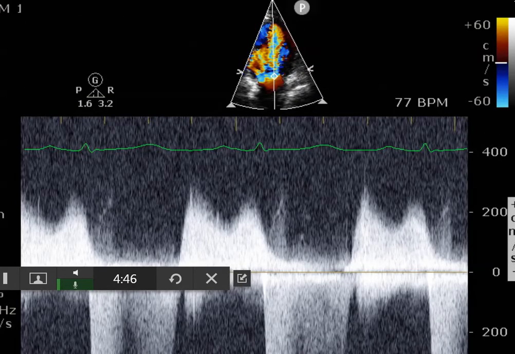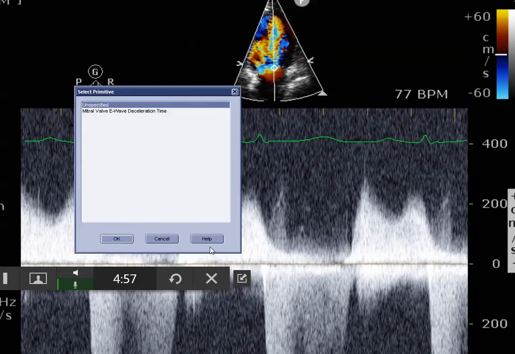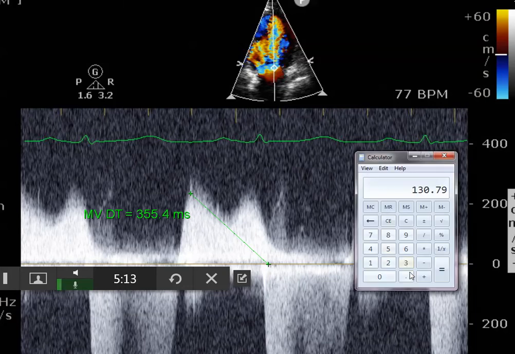In this case of mitral stenosis, you tend to want to measure the pressure half time in CW rather than PW. So I will do it here. Mitral valve, okay. There's a little decel time symbol. We'll do it here. I just want to show you how disappointing the mitral pressure half time is. So let's do the calculations. As you know, pressure half time is 0.29 multiplied by the decel time.